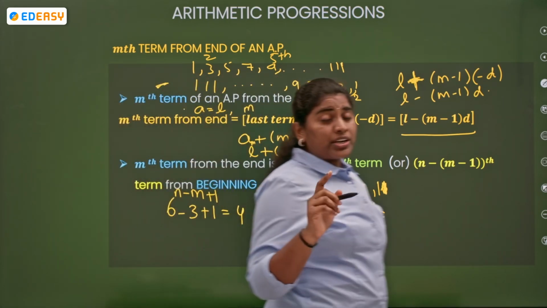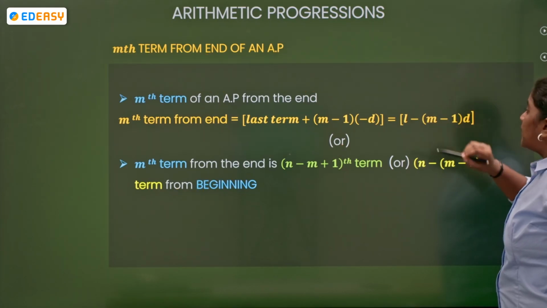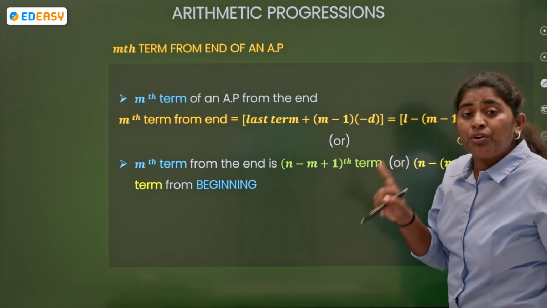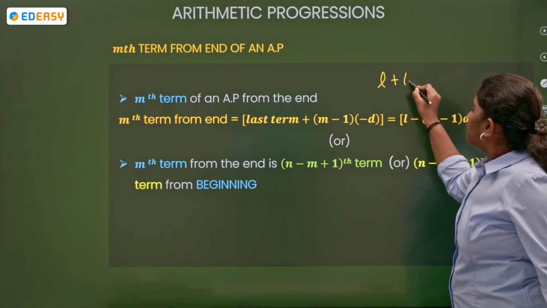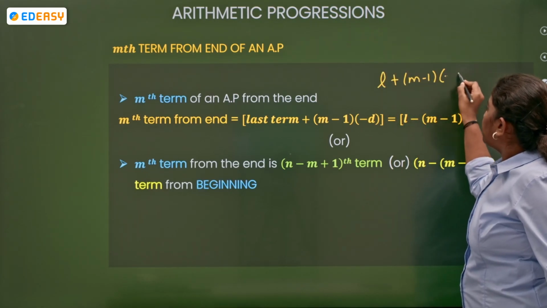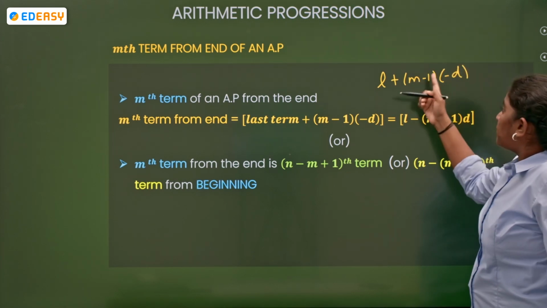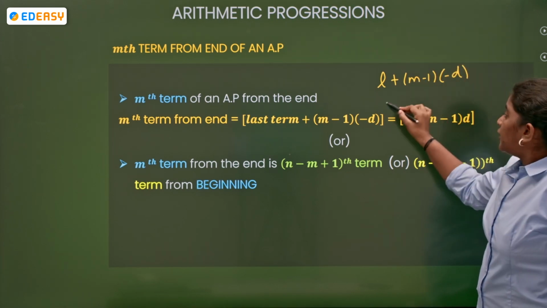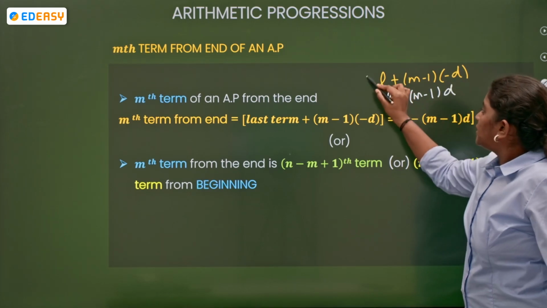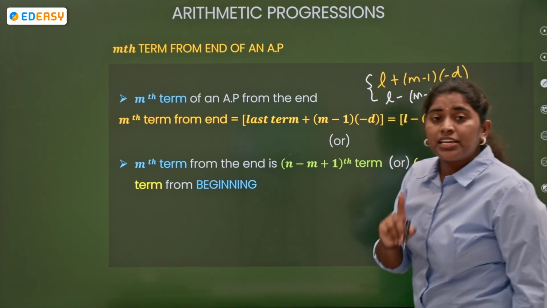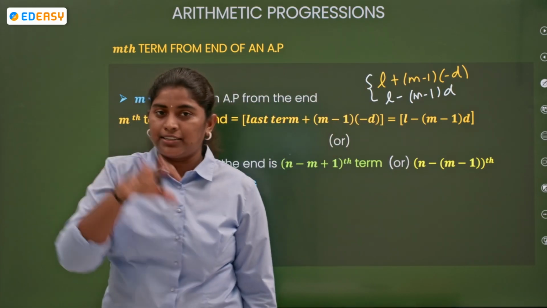Now, what is the last term from your end? Simply we can summarize this. The m-th term from the end will be given by L plus of m minus 1 into minus d. And if you find it difficult to remember with minus d, then you can remember it as L minus of m minus 1 into d. These two formulas will give you the m-th term from the end.